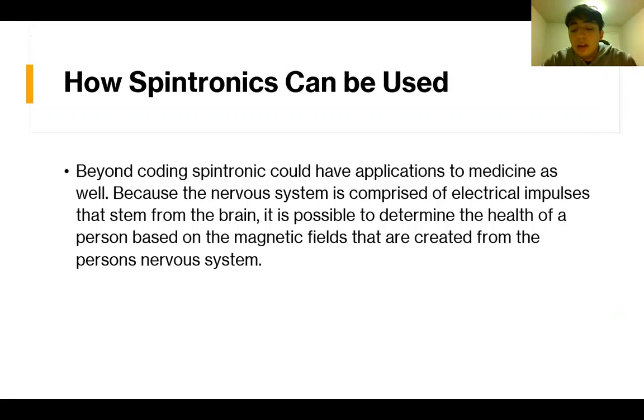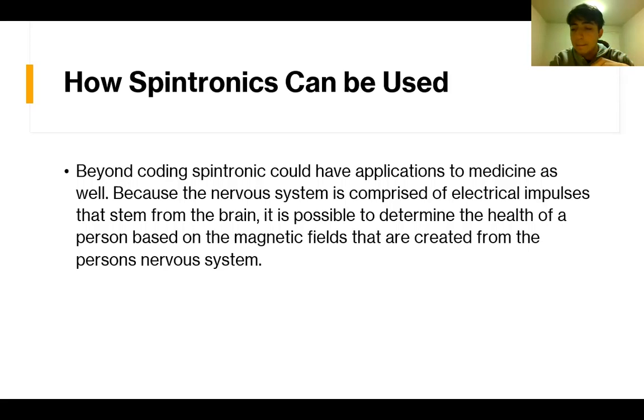How spintronics can be used. So I've been talking about computing throughout this slideshow, but there's actually more to it. Beyond coding, spintronics could have applications in medicine as well. Because the nervous system is comprised of electrical impulses that stem from the brain, it is possible to determine the health of a person based on the magnetic fields that are created from the person's nervous system. Whenever your heart beats, that's your brain sending electrical impulses to your heart to beat. Same thing with your lungs. It's sending pulses to the lungs to expand and contract.